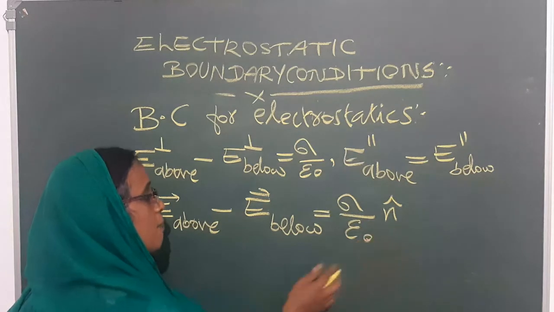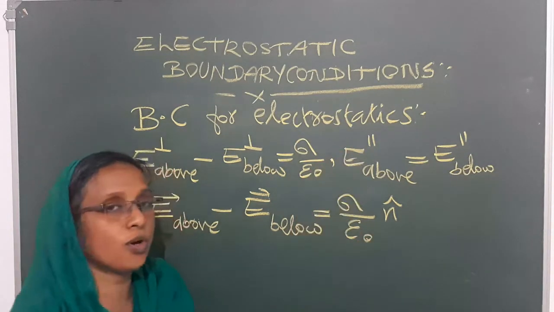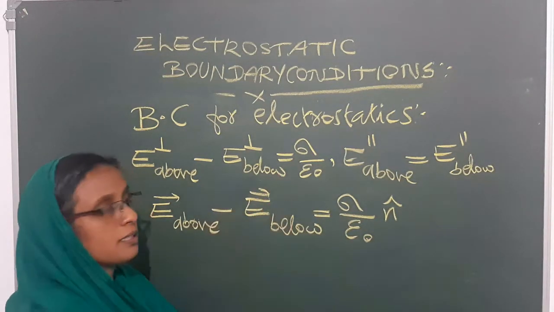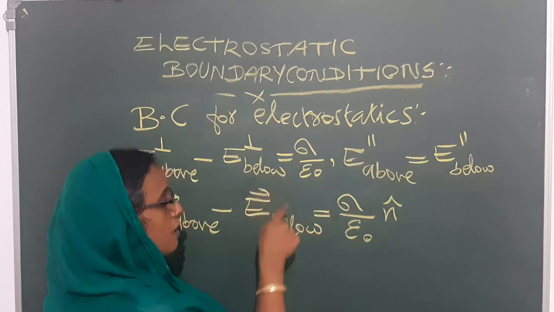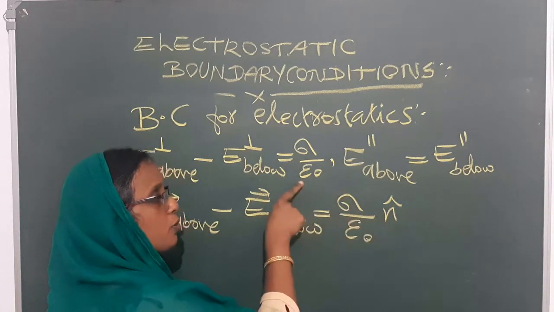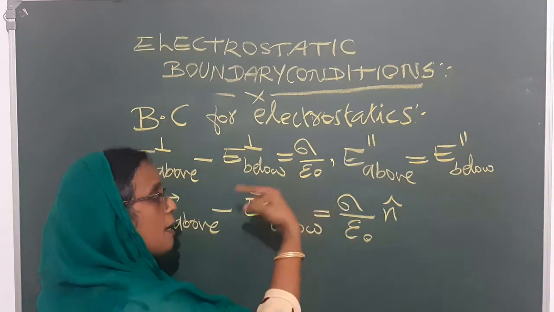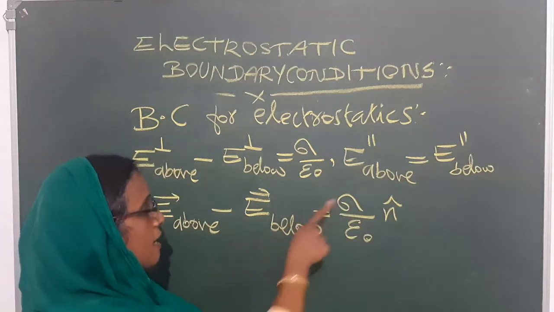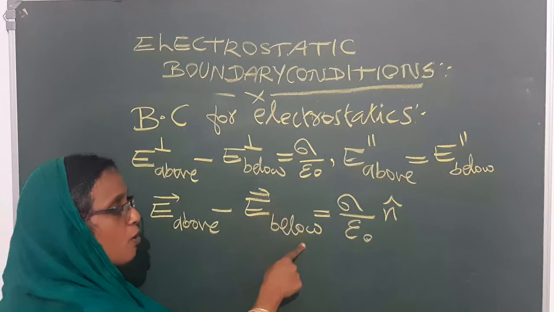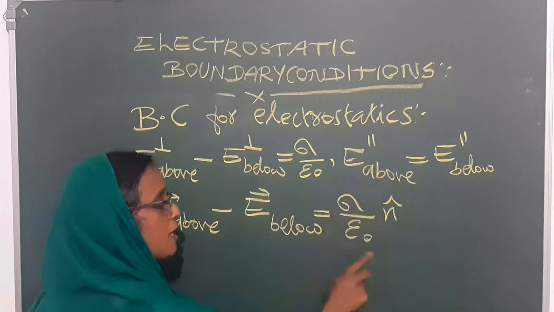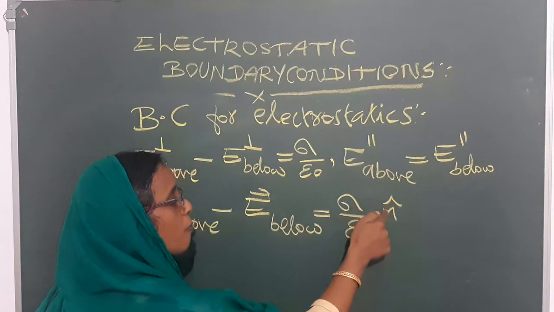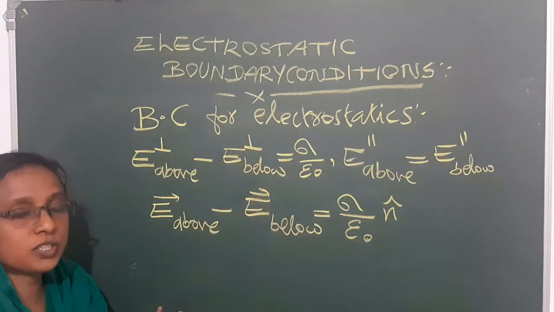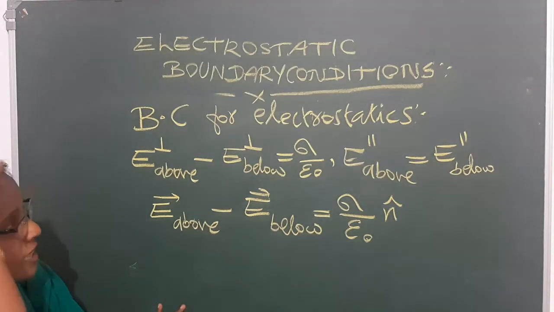This n cap represents the direction of the normal vector. For the first case, E perpendicular is parallel to this component, so you get this equation, and E parallel is perpendicular to this one, so this goes to 0. You have E parallel above minus E parallel below equal to 0, because sigma by epsilon 0 is along the normal direction. These are the electrostatic boundary conditions for electric field.